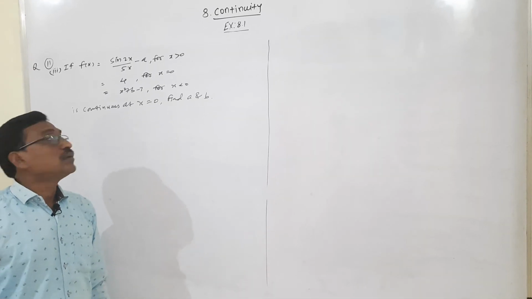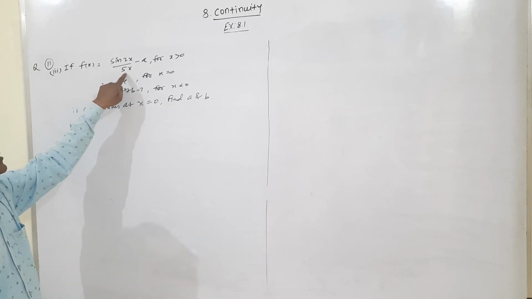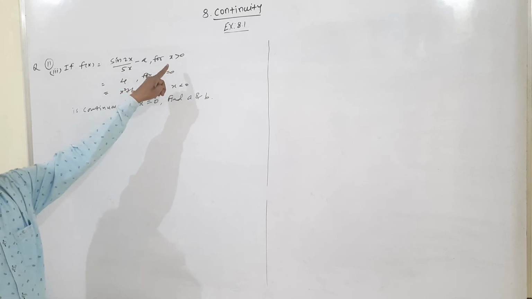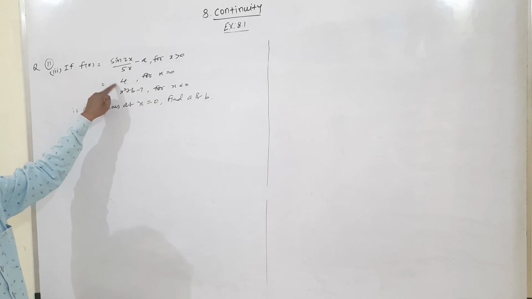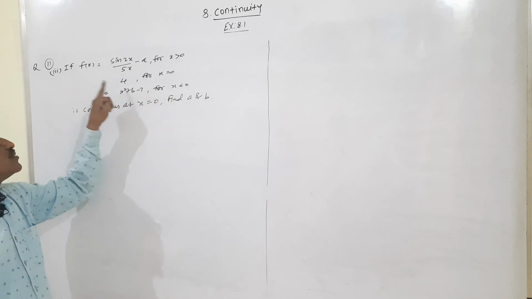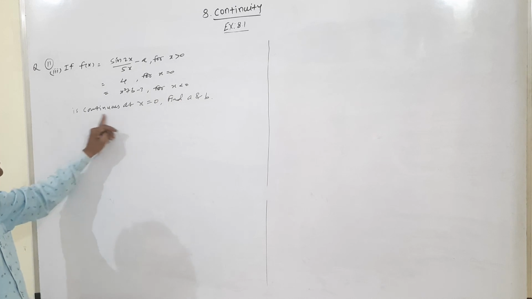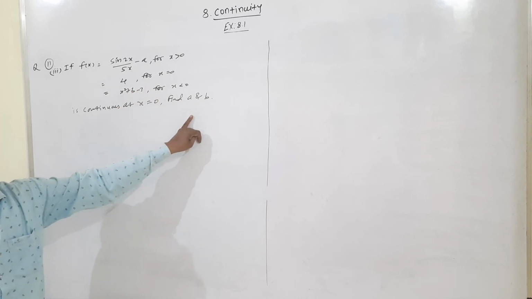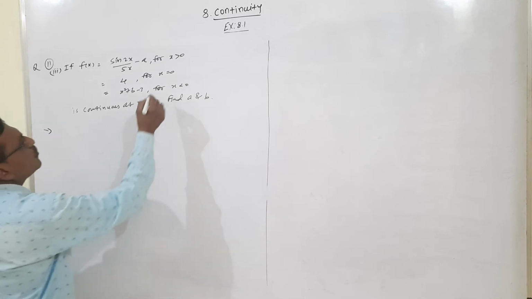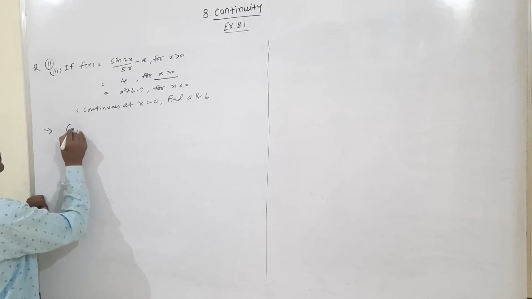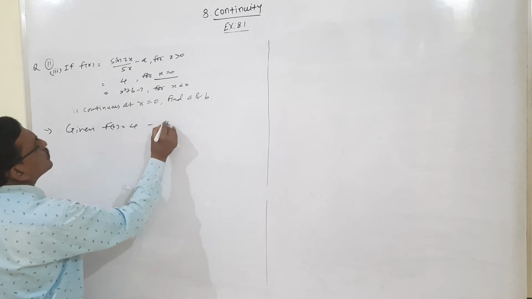Now the example number 3rd. If the function f of x equal to sin 2x upon 5x minus a for the interval x greater than 0, for x equal to 0 the value of the function is given as 4, and for x less than 0 the function is x square plus b minus 3, is continuous at x equal to 0, then find the value of a and b here. Since f of 0 is given equal to 4, call equation first.